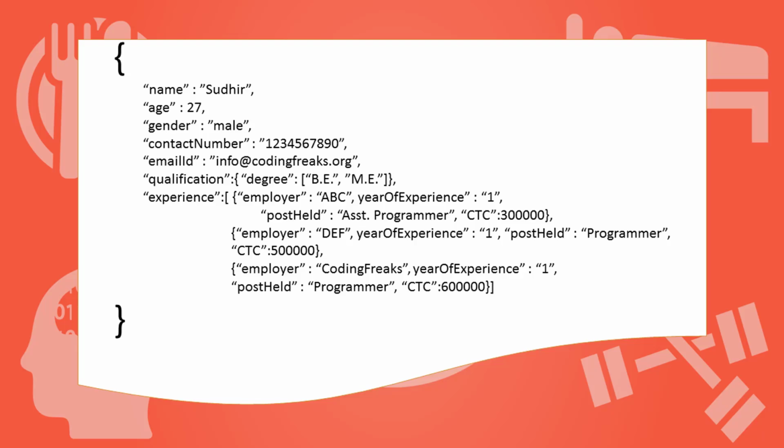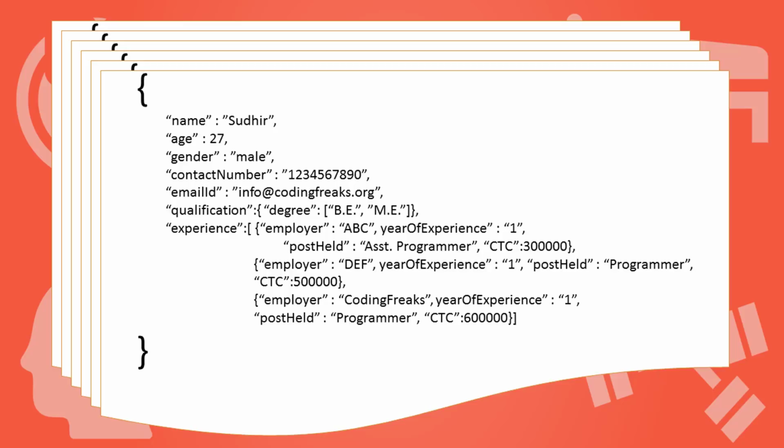JSON document. For example, a record of an applicant for an interview, which includes name, age, gender, contact number, email ID, qualification, experience. In this, qualification and experience are documents having more details of each of the degrees in case of qualification, and in case of experience it has an array of documents having name of previous employer, years of experience, post held, CTC, etc. This is just an illustration. You may store any set of values depending on your business requirement of the application.